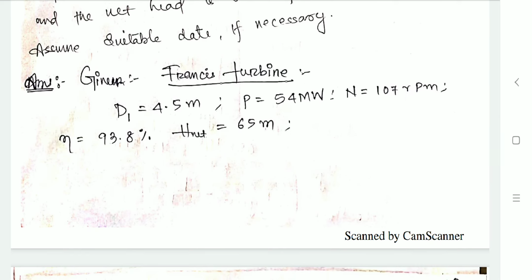First of all, the information given to us is that the type of turbine is Francis turbine. The diameter is 4.5 meter. The power output is 54 megawatt. The rotational speed is 107 rpm. Then efficiency is 93.8% and net head is 65 meter.